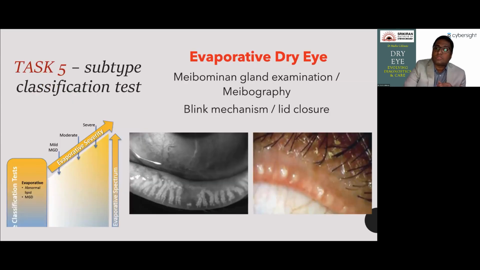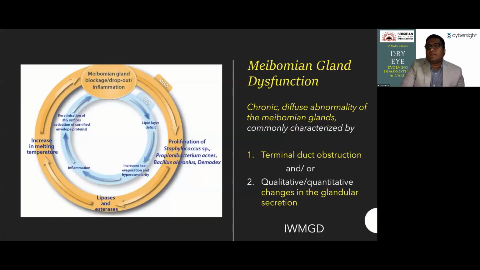Now let us go to the more common subtype, that is the evaporative dry eye. Let us go into detail on the meibomian gland examination, meibography, blink mechanism, and the lipid layer that is involved here. Meibomian gland dysfunction is defined by the International Workshop on MGD as a chronic diffuse abnormality of the meibomian glands characterized by two things.